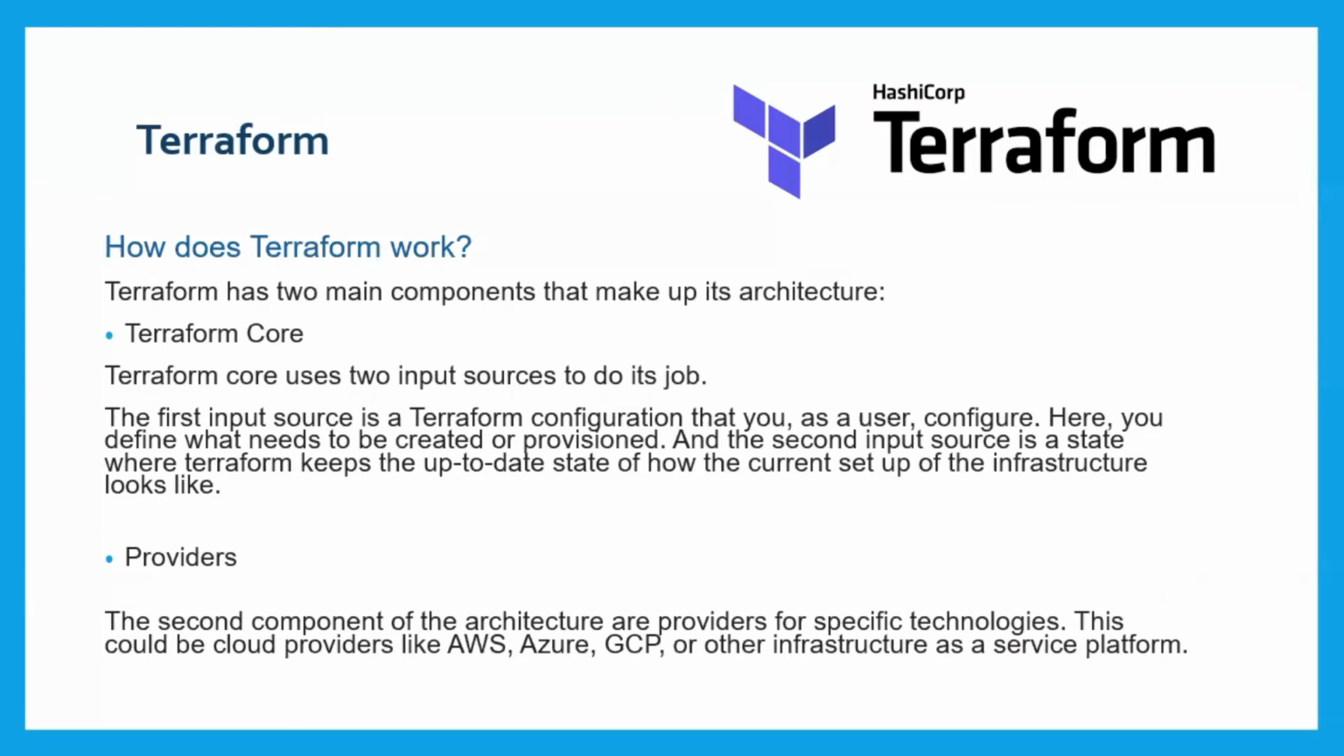Providers will be the second component. The second component of the architecture is the providers for specific technologies. This could be cloud providers like AWS, Azure, GCP, or other infrastructure as a service platforms. So now you understood, these are the two components we will have if you want to work with Terraform. That is Terraform core, in which we'll have two input sources. First will be the configuration file and second will be the state file. And the second component for Terraform to work will be the provider.